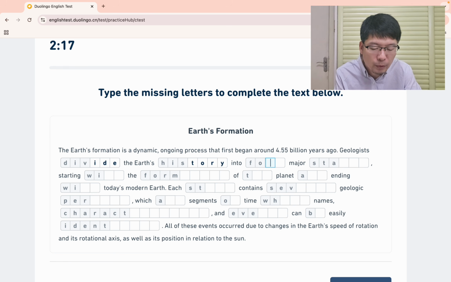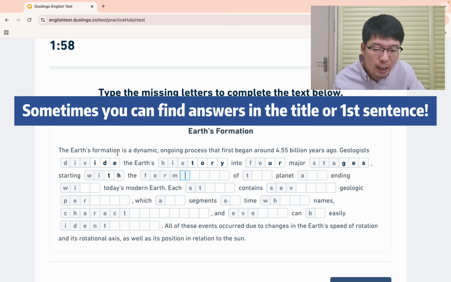4 major stages, starting with the formation of. And so here we can see 4. Actually the passage, the title, and the first sentence have given us the answer. It's the formation. So sometimes if you don't know the blanks, you can check the title and the sentence. Maybe you will find the correct answer. So this is a very useful tip.